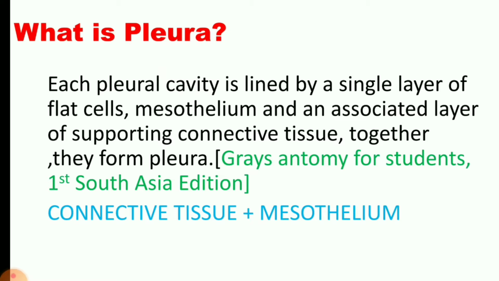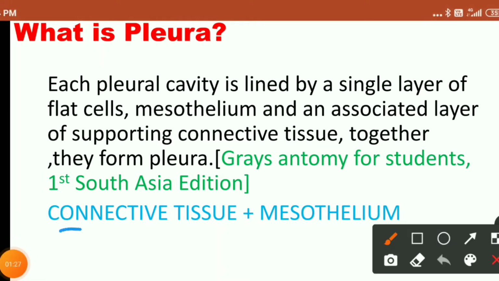So according to the book, each pleural cavity is lined by a single layer of flat cells which is called the mesothelium and an associated layer of supporting connective tissue, and together they form pleura. So what do we mean by pleura? Pleura means connective tissue and mesothelium.